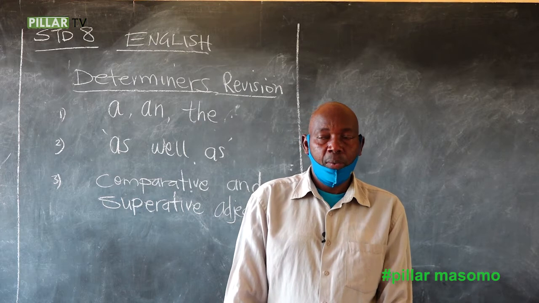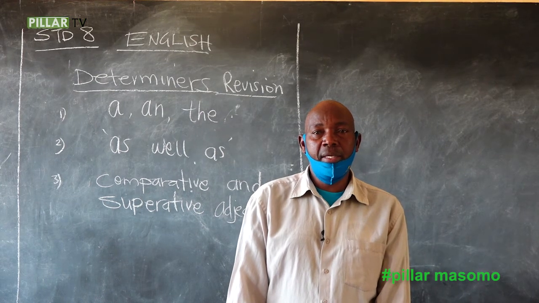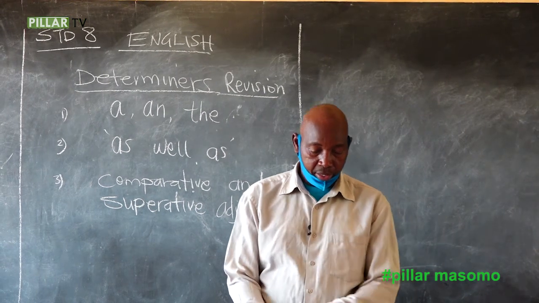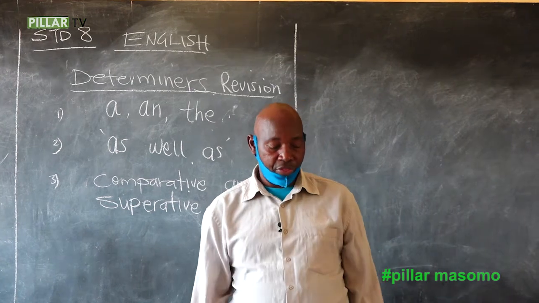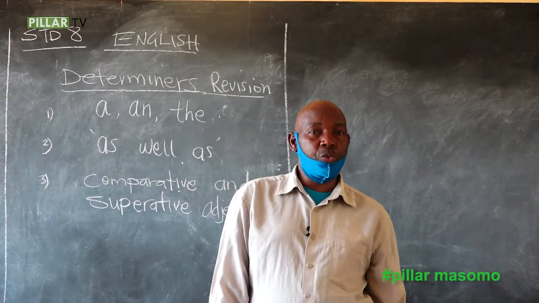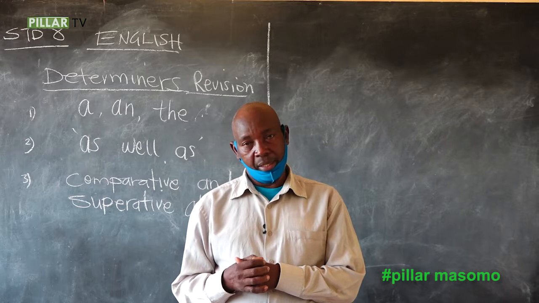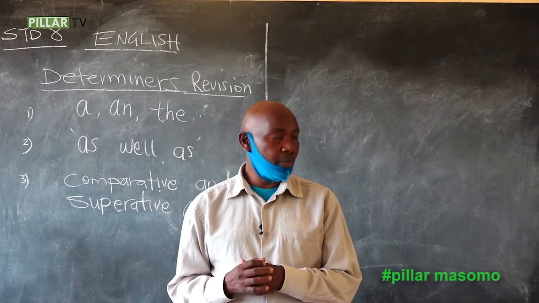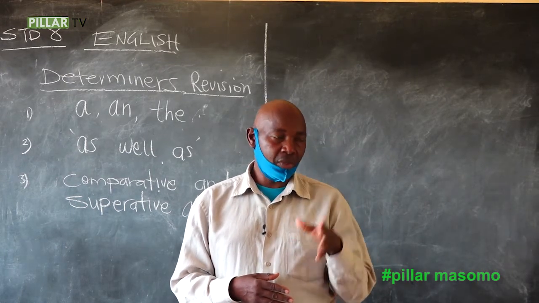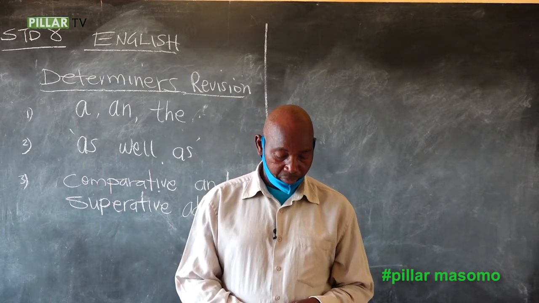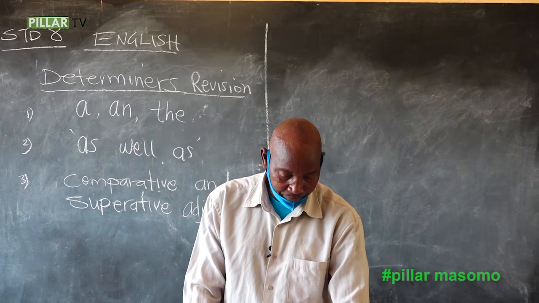A vowel sound, we have only five vowels. We have a, e, i, o, u. Those are the vowels, they are five. And we use the when it is clear from the situation which person or thing we mean. When it is very clear, we mean a particular person or a particular thing, we use the. Let us look at some of the examples here.